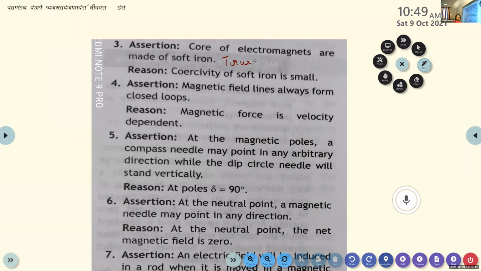Are you familiar with this term, coercivity? Have you heard this term? Say yes or no. Okay. No. Actually, coercivity means it is a resistance of a magnetic material to change its state of magnetization. All of you write a short note about coercivity.